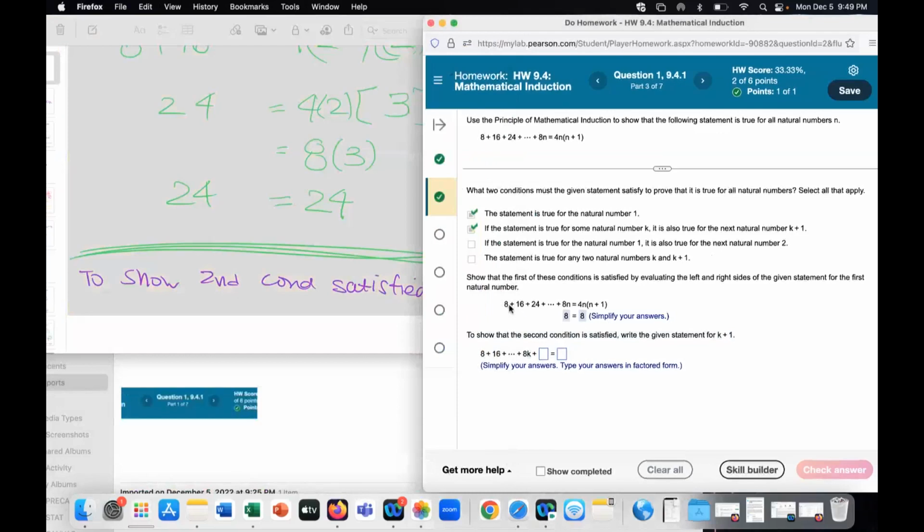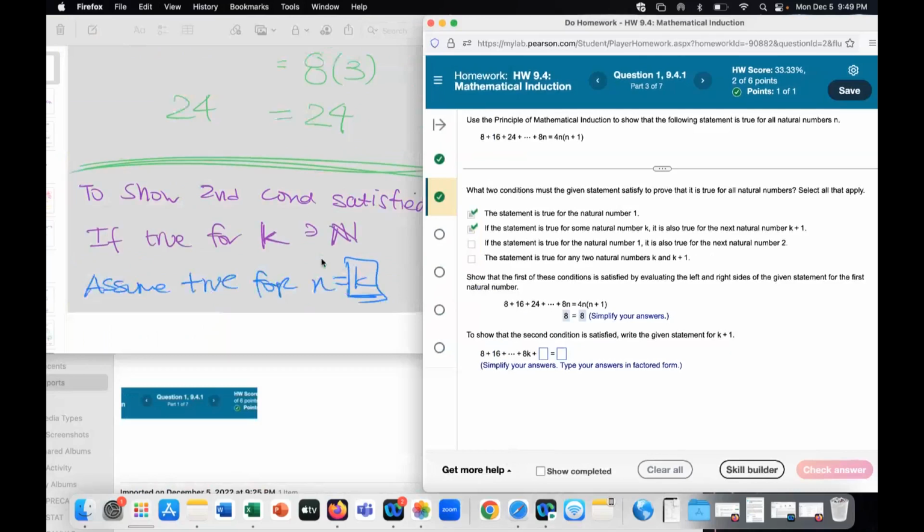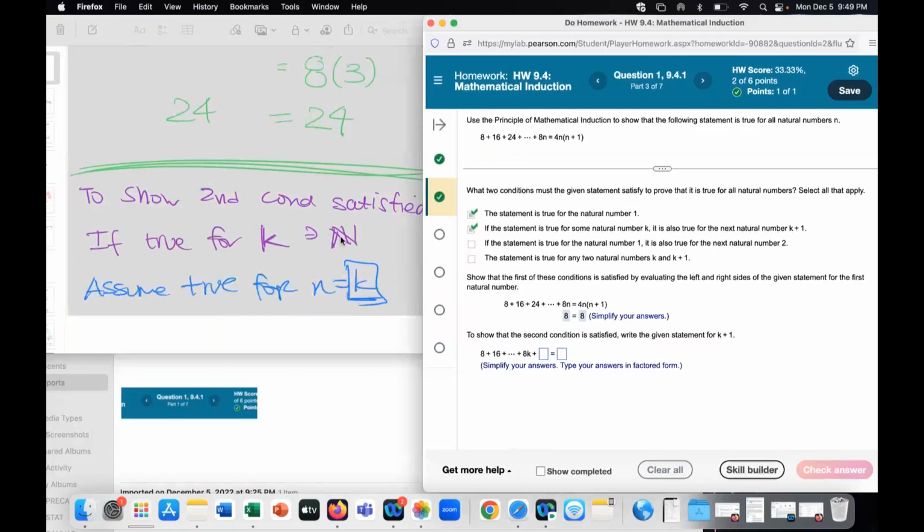Now, originally we had 8 plus 16 plus 24 plus, I'm going to put some dots in here. It's going to catch up in just a second, you'll see. So the first thing I did is I just rewrote my expression. I'm going to assume that it's true for some k. So this is that first part of the second condition, okay? I'm going to assume it's true for n equal to k. So I just rewrote this first given statement.